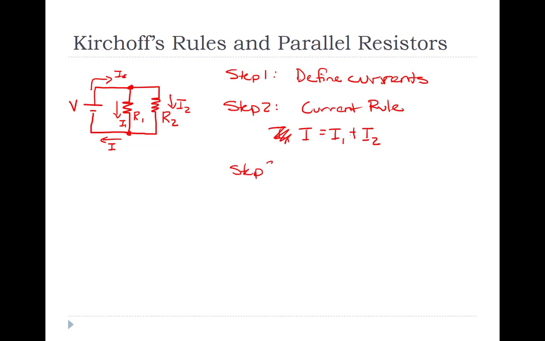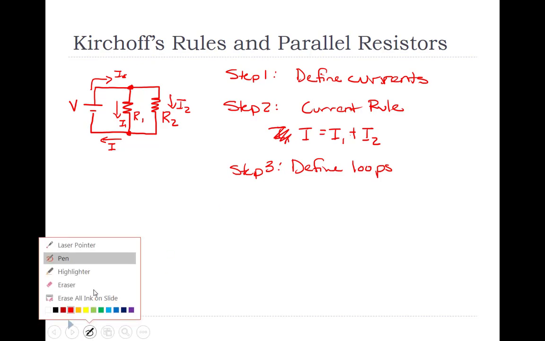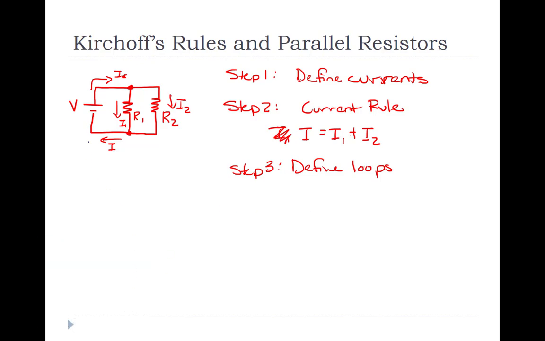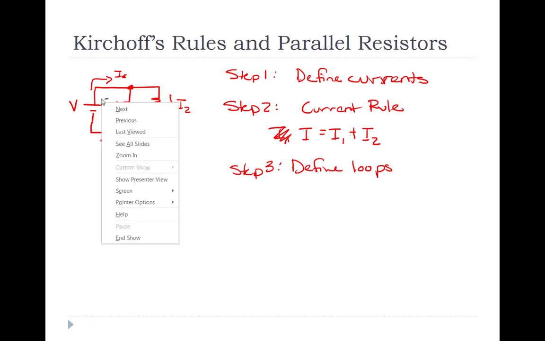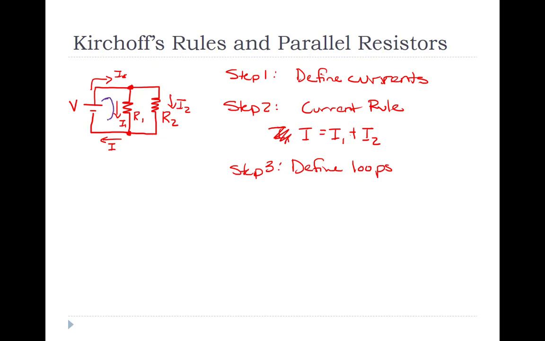Okay, step 3 is define your loops. Okay, what is a loop? It's a closed path around a circuit. For this circuit, there are 3 possible loops that you could choose. So I'm now going to show you what those 3 loops are. And for this, I'm going to use 3 different colors. So the first one starts at V, goes through R1, and comes back to the battery.